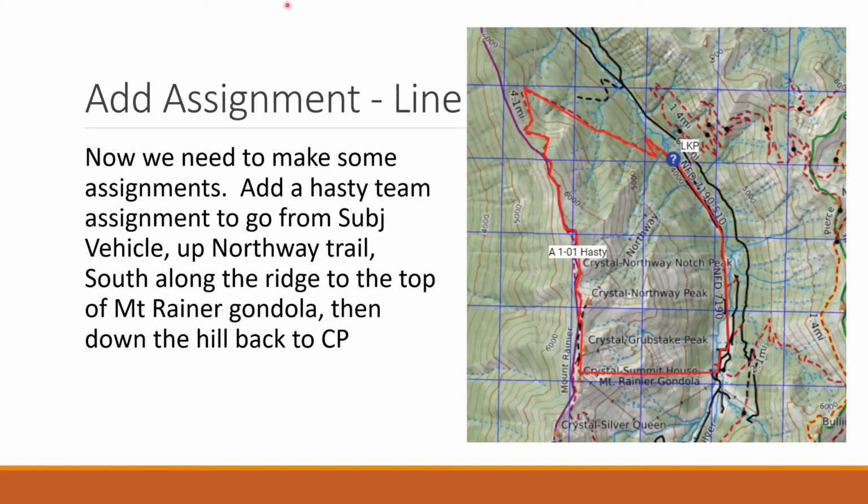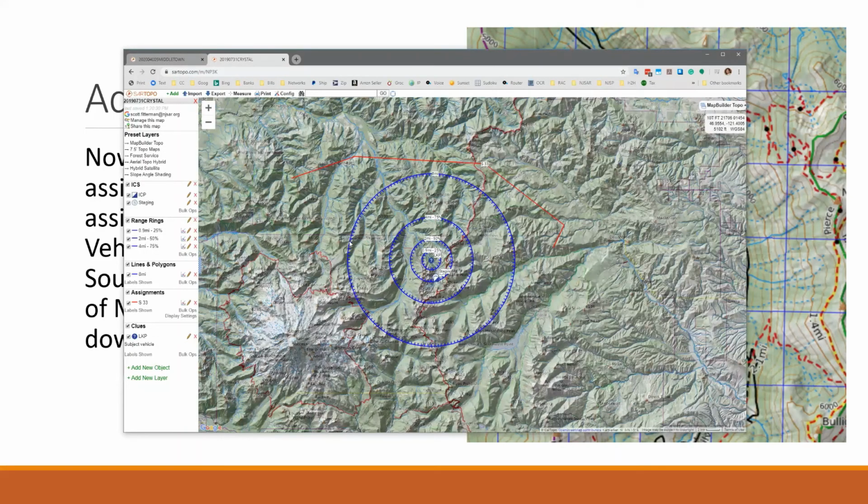Now, you're not going to do a line. This is going to be an assignment. So to get you going, you'll do a line assignment, not line. With a line, you lose some of those task attributes that we saw before.